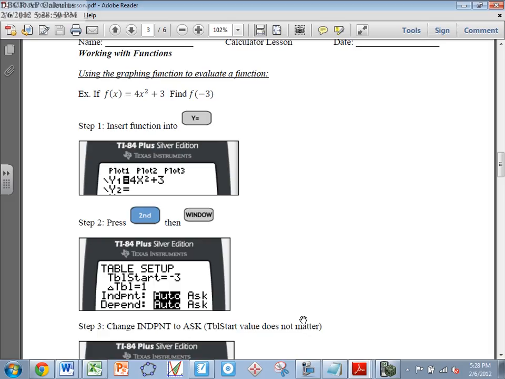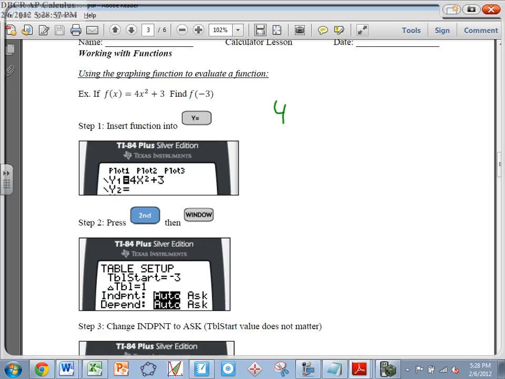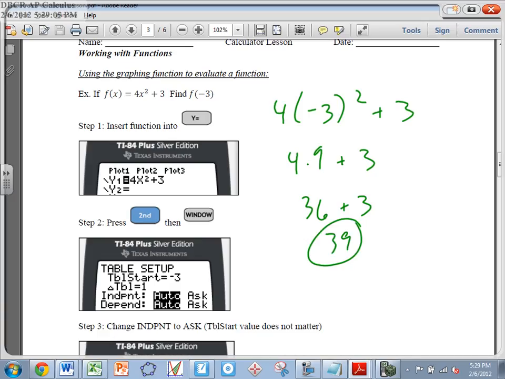What you're going to notice here, many of you are going to say, Mr. Howell, you're crazy. I'm not going to use a calculator to do this. Sure, I agree. 4 times negative 3 squared plus 3. 4 by 9 plus 3 is 36, plus 3 is 39. Done. Answer. And I agree. I would just evaluate your exponent, multiply the 4 and 9, add the 3, and you get an answer.